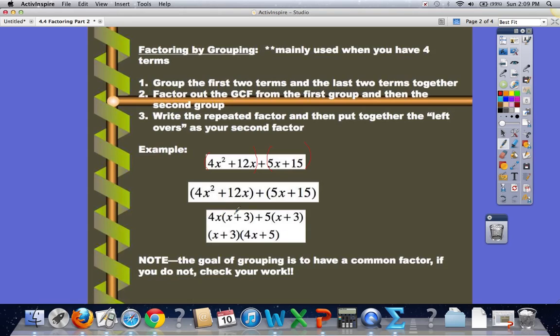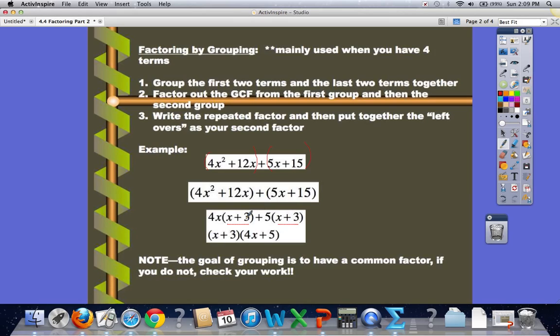If you want to see if that works, you can multiply it back to check. Then go to this second grouping, and the only thing I have in common between these 2 terms is a 5 that I can take out. So I take a 5 out, and I'm left with 5x divided by 5, which is x, and 15 divided by 5, which is 3. You'll notice that I have an x plus 3 and an x plus 3 in common. If you do this correctly, that's exactly what will happen. You'll have 2 that are exactly the same.